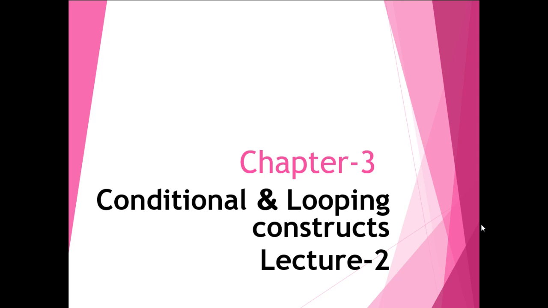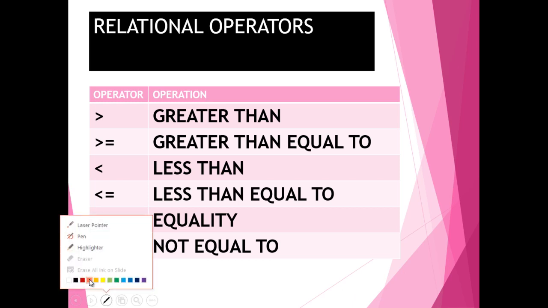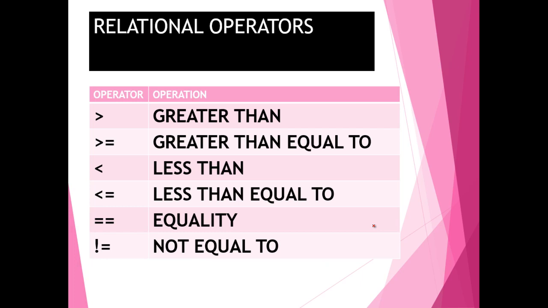In the previous lecture we discussed some relational operators. The relational operators are greater than, greater than or equal to, less than, less than or equal to, equal to, and not equal to. We discussed that these relational operators are mainly used to create the conditional statement in our program. And if we want to use that conditional statement in our program, then we have to use the decision control statements.